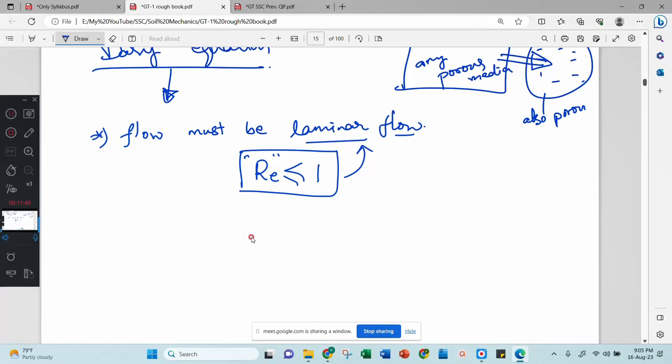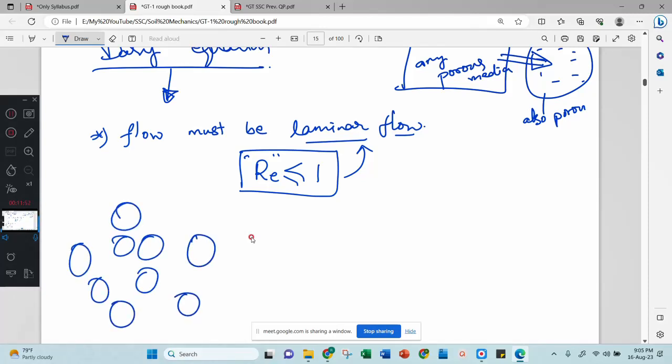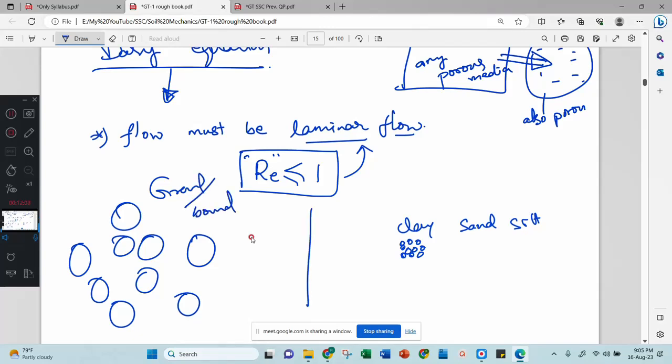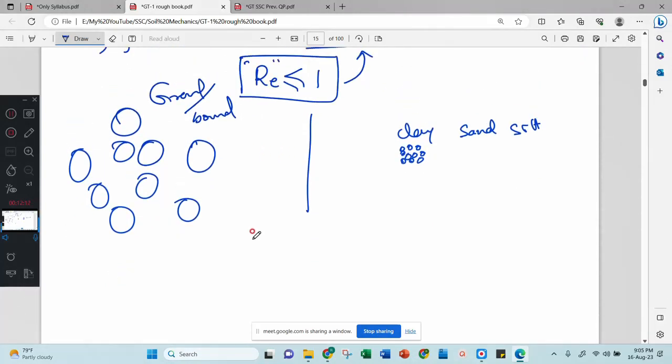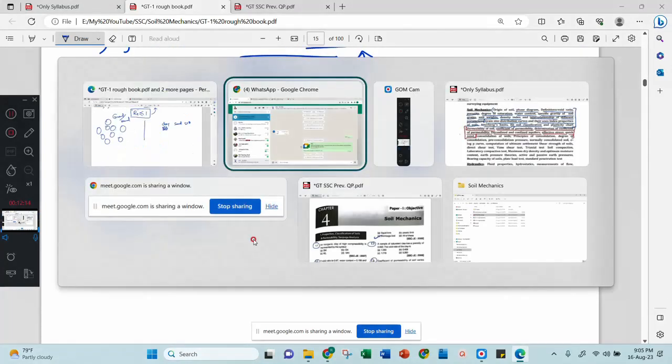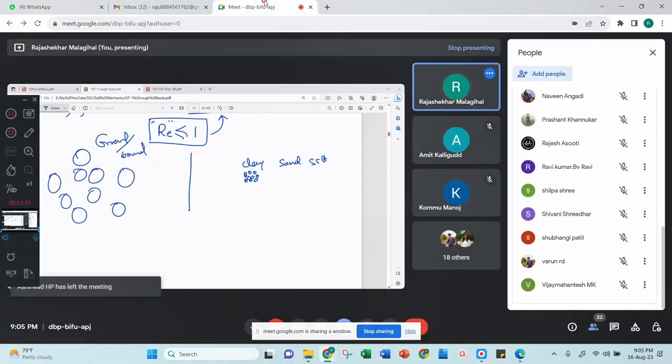Now tell me, this is a gravel soil, and this is a clay soil with small particles, or it might be sand to some extent, or a silt soil. But this is a gravel or boulder soil. Then in which soil is the flow turbulent? Clay soil? Any other guess? In which soil is the water turbulent?